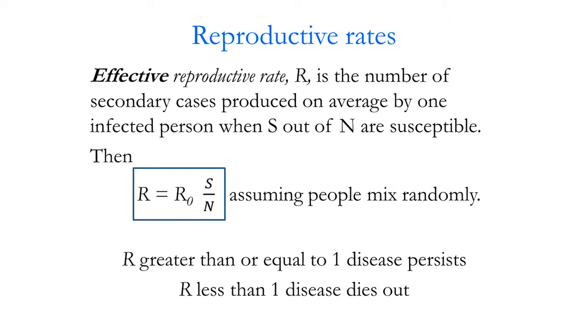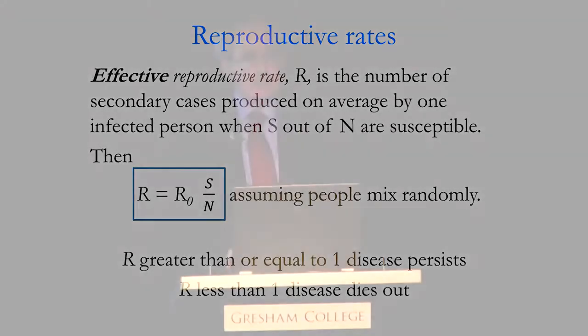Suppose that everybody is susceptible, so S is equal to N on the right-hand side, then you get R equal to R0, which is what you would expect. If the number of susceptibles drops right down, then the effective reproductive rate is going to reduce. And it's R, the effective reproductive rate, that tells us about the pattern of the disease. If each infected person produces one or more than one on average, then the disease is going to persist. If each infected person produces less than one on average, then the disease is going to die out. So this effective reproductive rate is going to give us a handle on how to vaccinate in order to control the disease.